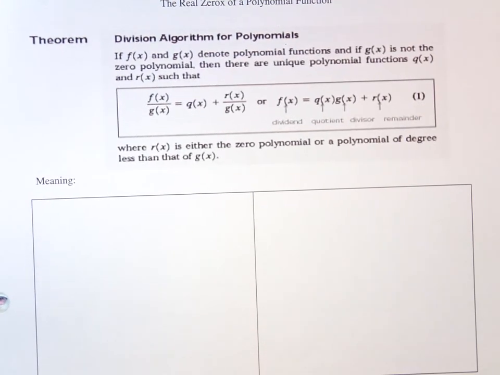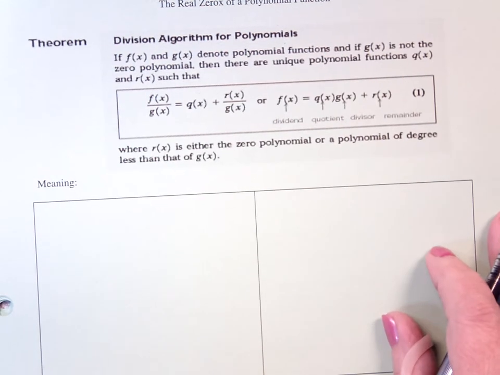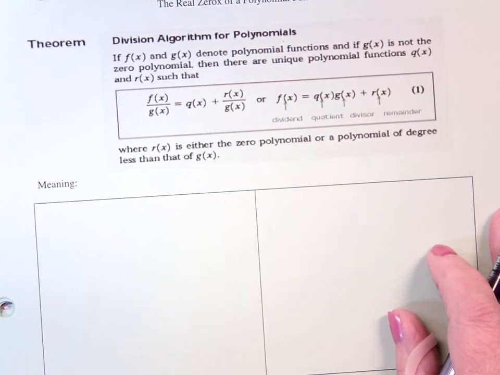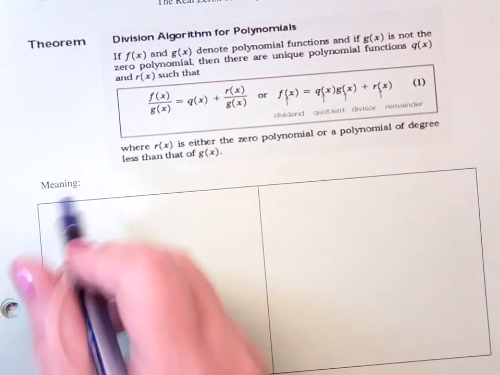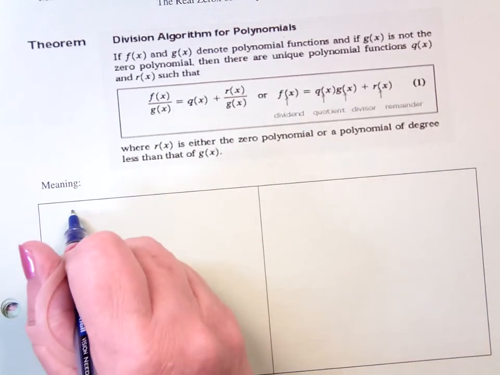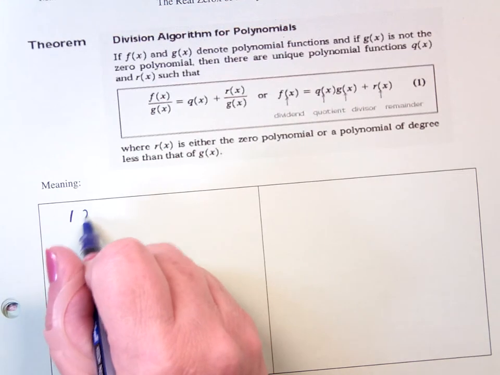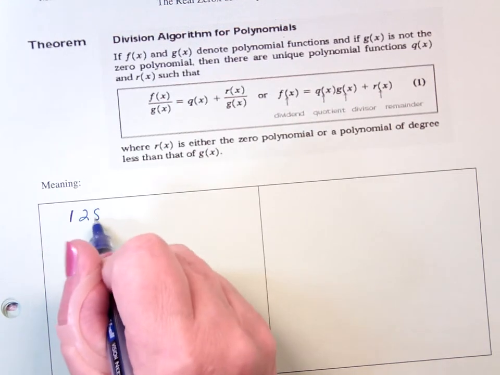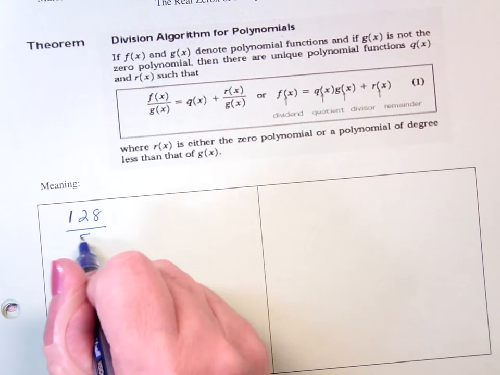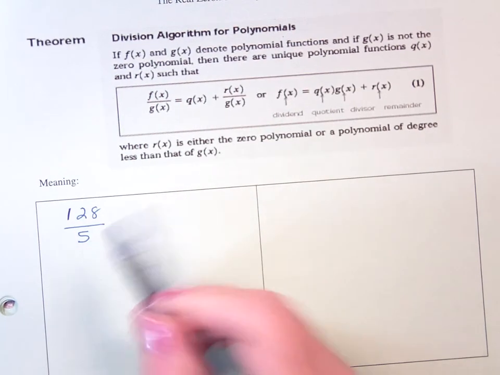Now I'm going to pick two polynomials, and they're going to be the constant polynomials. And I'm going to choose, make it life easy, 128 divided by 5. So that's f of x divided by g of x.